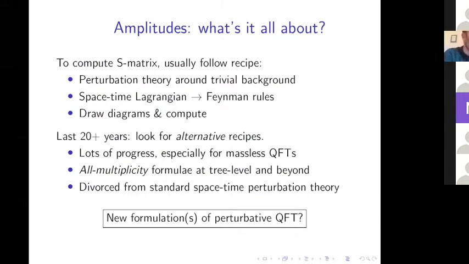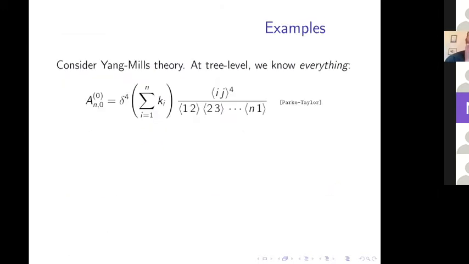So you can ask yourself, are these new approaches to the computation of scattering amplitudes just very interesting tools, or are they indicative of some new formulation, or new formulations, of perturbative quantum field theory in its own right? I just want to get us all on the same page by showing you some examples of these all multiplicity formulae that I mentioned on the last slide.